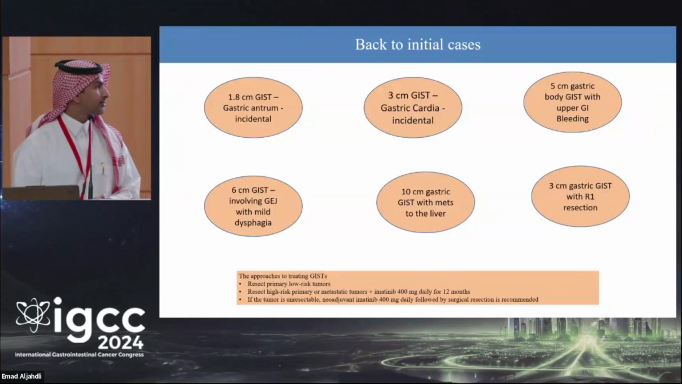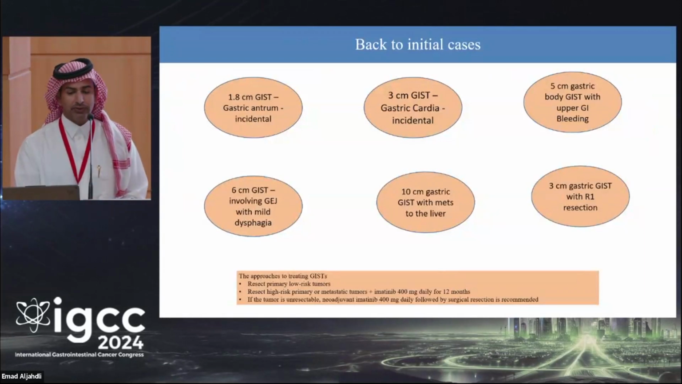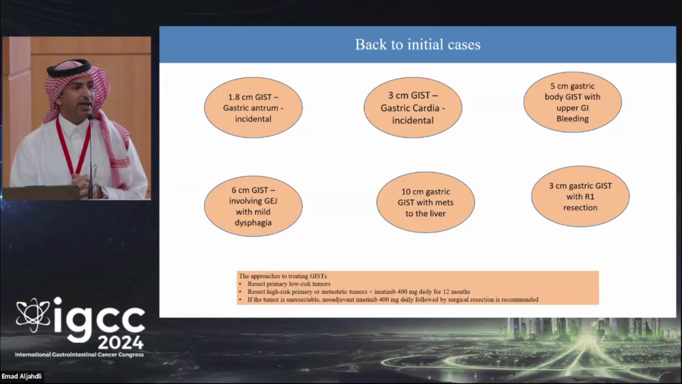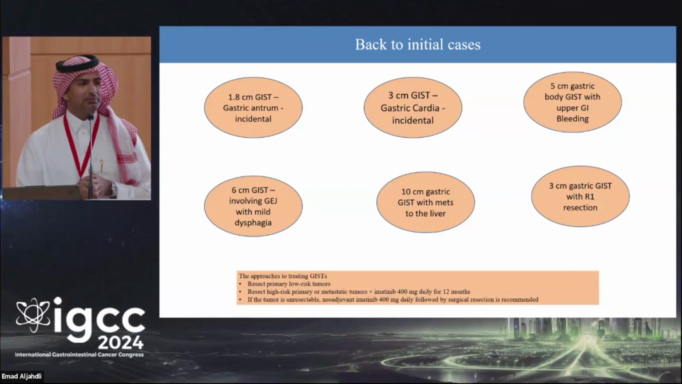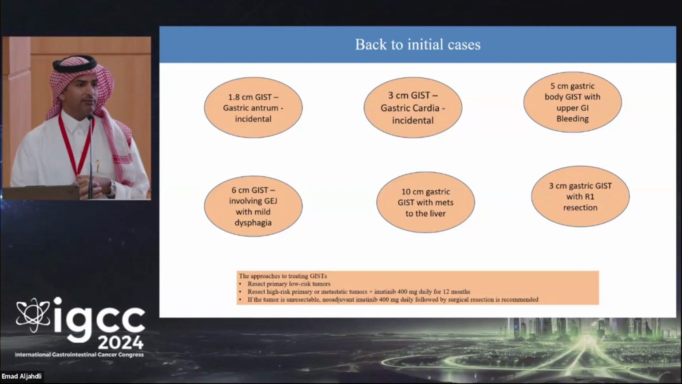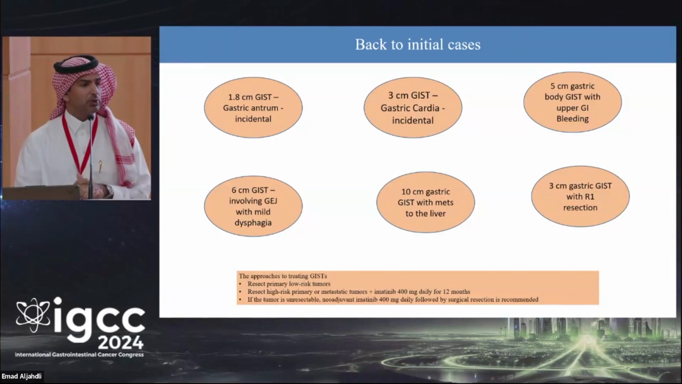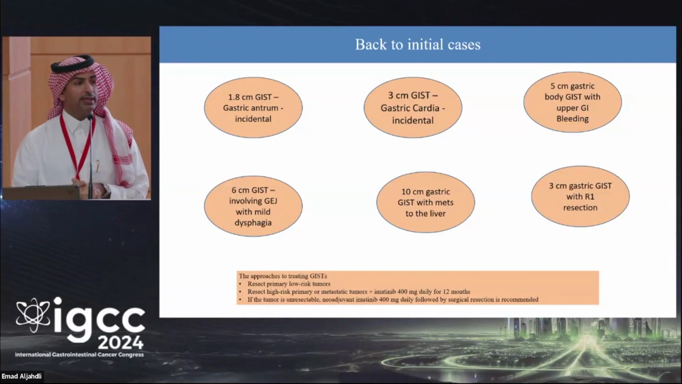This is my last slide, but just 1 minute. So for Dr. Hamad's cases: 1.8 centimeters, asymptomatic patient, in the antrum, no symptoms. So probably for this lesion, you have to have a multidisciplinary team. It's low risk of metastasis, you can do surveillance. For 3 centimeters, the size is bigger, the risk of metastasis is higher, so probably you need to remove it, and you have 2 options, endoscopic or surgery, depending on the facility available.